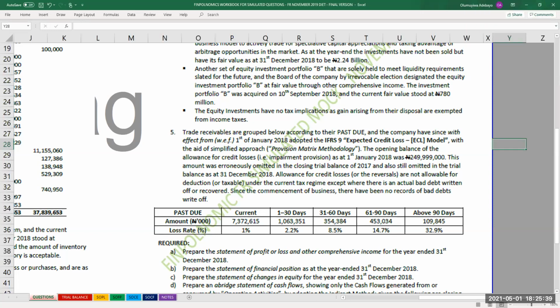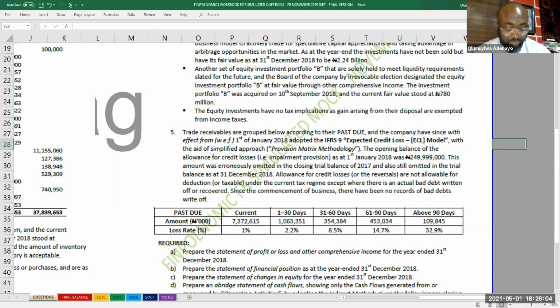There has to be an adjustment for the 2017 statement. Okay, how would that adjustment you make in 2017 affect your financial statement of 2018, especially with respect to your opening retained earnings? Now I'm giving you a clue.